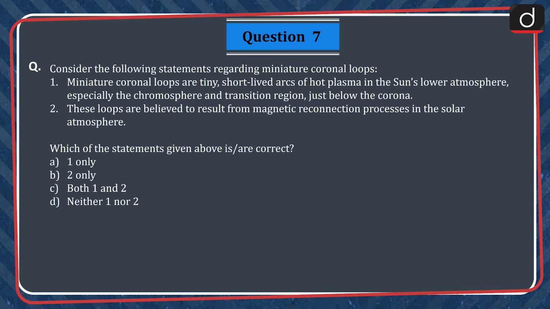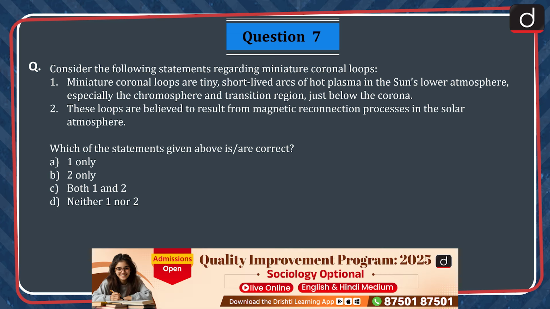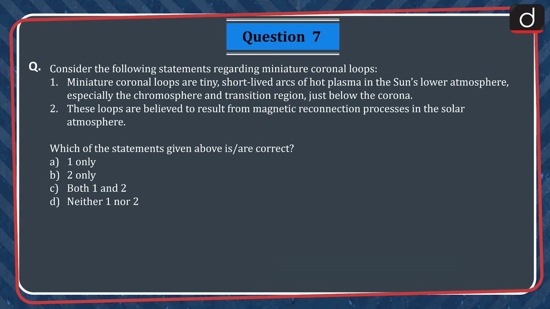Question 7. Consider the following statements regarding miniature coronal loops. 1. Miniature coronal loops are tiny, short-lived arcs of hot plasma in the sun's lower atmosphere, especially the chromosphere and transition region just below the corona. 2. These loops are believed to result from magnetic reconnection processes in the solar atmosphere. Which of the statements given above is or are correct? A. 1 only. B. 2 only. C. Both 1 and 2. D. Neither 1 nor 2. The correct answer is option C.